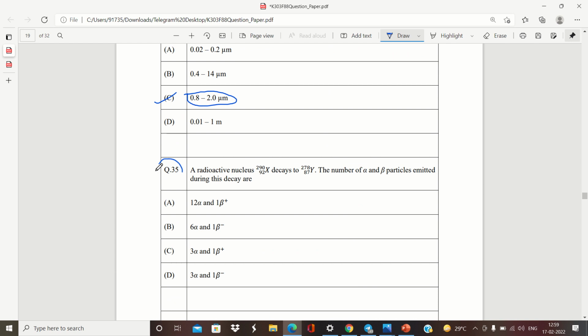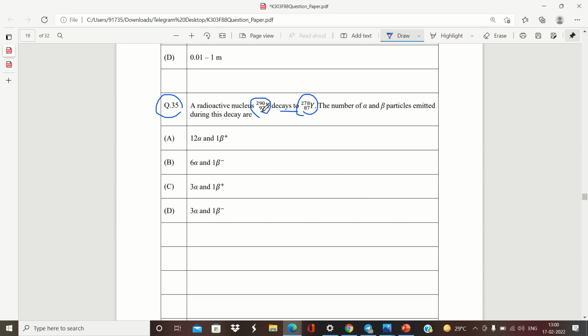Then question number 35. A radioactive nucleus, that is X 290 92, will decay to Y 278 87. What will be the number of alpha and beta particles emitted during this decay? So as we know, this 92 is reduced to 87, and the removal of an alpha particle will produce 4He2. So the change in atomic mass will be 4 and atomic number will be 2.